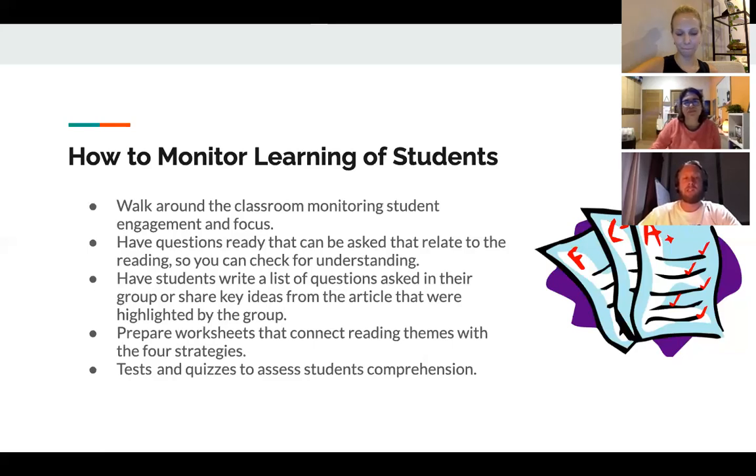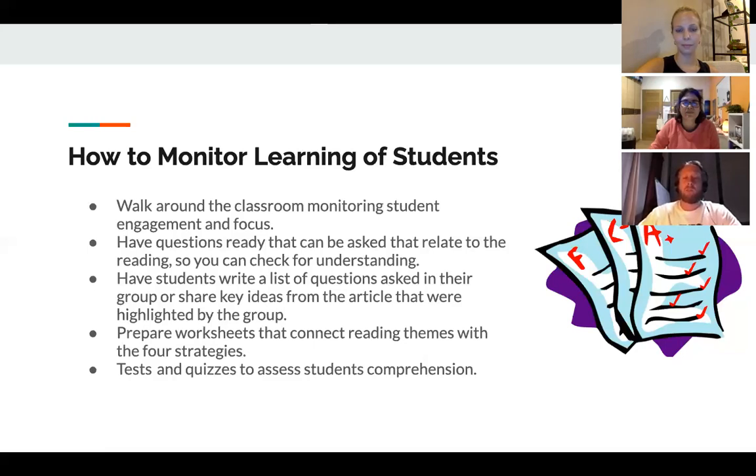They're being active readers. Also, an assignment you can have during is have the students write a list of questions asked in their group or share key ideas from the article that were highlighted by the group. These are going to be questions you can ask the whole class at the end of the day when you're reviewing and summarizing what you have read and what was learned. The great thing about this is you get to learn how your students learn, and that's going to help the other students in your class whenever y'all go through the review process and you start summarizing and you see how each student and each group mixes with one another.